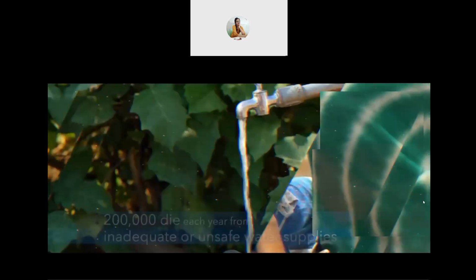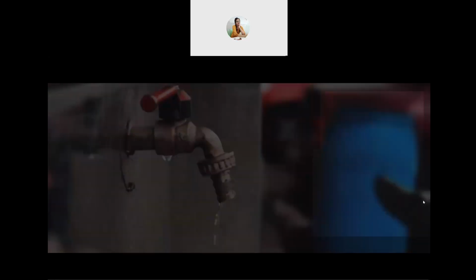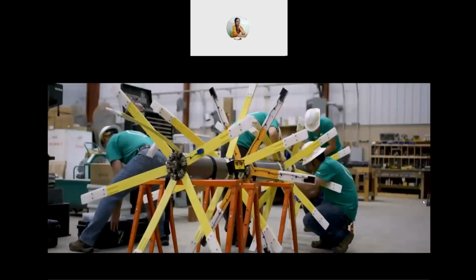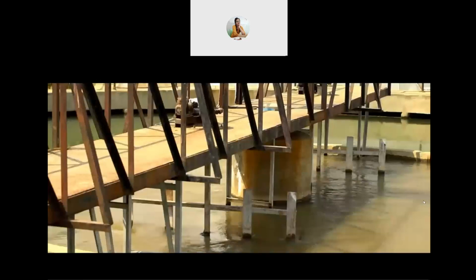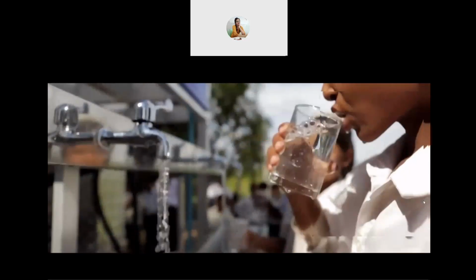It is estimated that around 40% of piped water in India is lost to leakage. Xylem is working every day to bring the latest water technologies and innovation to India to manage water more effectively and efficiently all across the water cycle and help make India water secure.